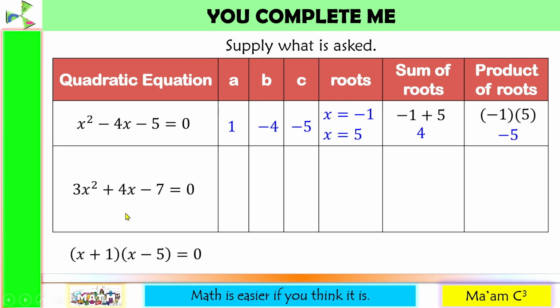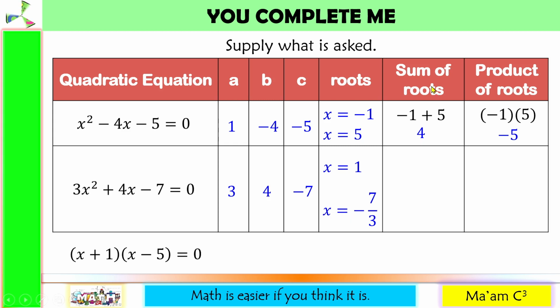The second one, a is the numerical coefficient of the variable raised to the second power, so that would be 3. B is positive 4. And C is negative 7. For the roots, I already solved this quadratic equation in our topic, solving quadratic equation by quadratic formula. And the roots are x equals 1 and x equals negative 7 over 3.